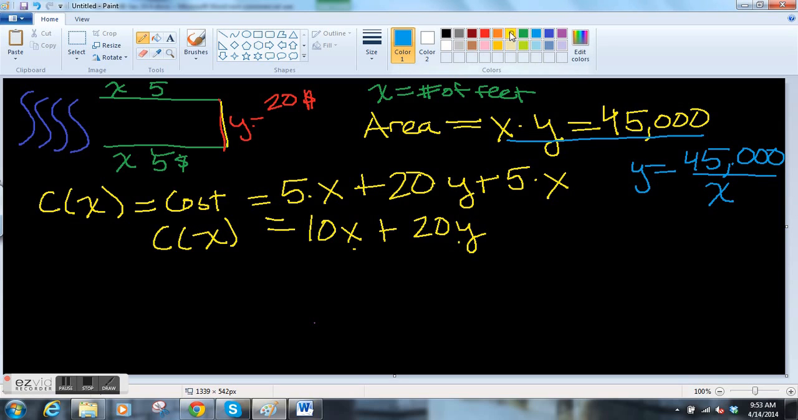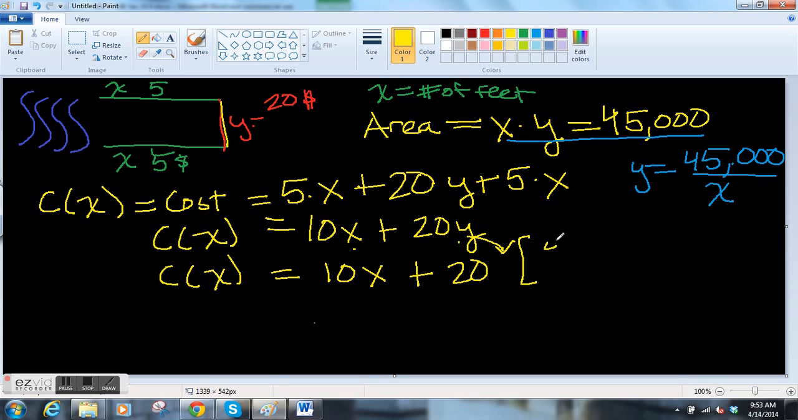So now my cost function, so I use the area function to find out that y equals 45,000 divided by x. So now my cost function is equal to 10x plus 20, and now instead of y, I'm going to use this thing, 45,000 divided by x. Ta-da! We're not done yet. Oh no, that would be far too simple. So now we have to minimize this cost function. We have to minimize it.